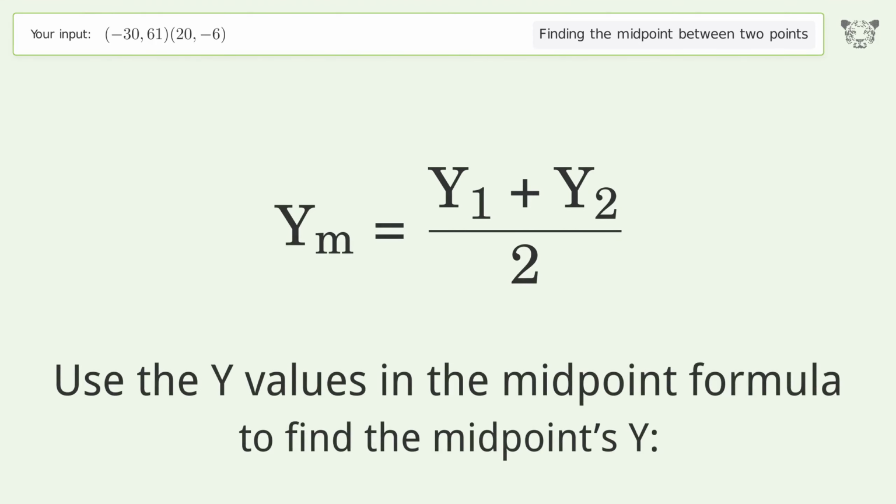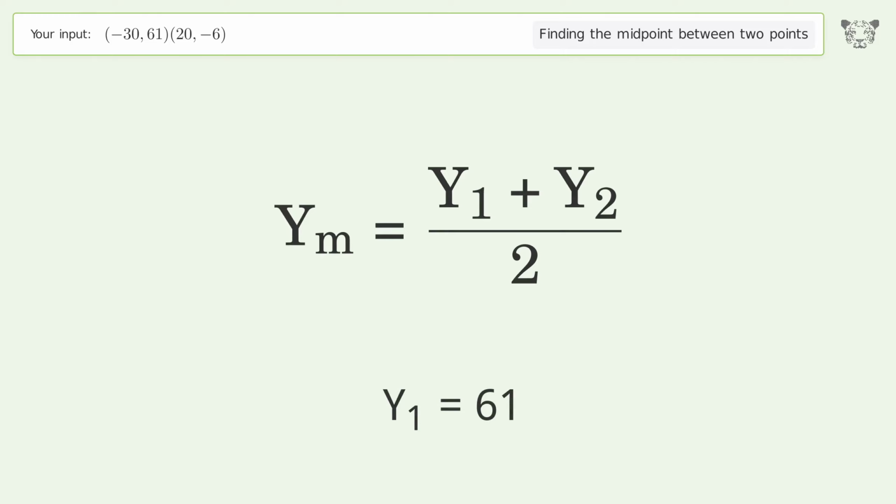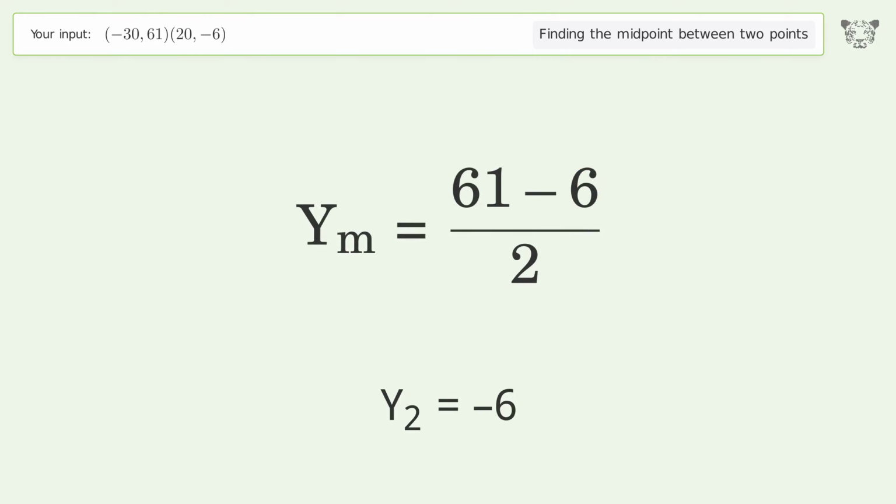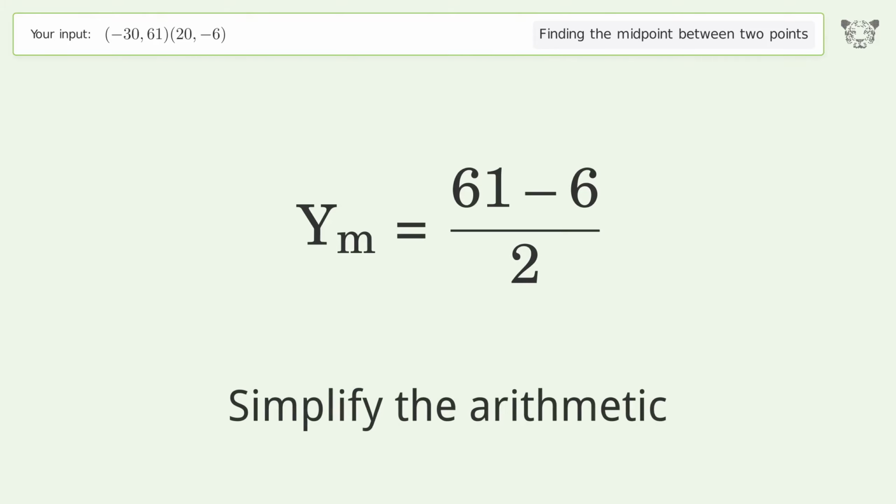Use the y values in the midpoint formula to find the midpoints y. y1 equals 61. y2 equals -6. Simplify the arithmetic.